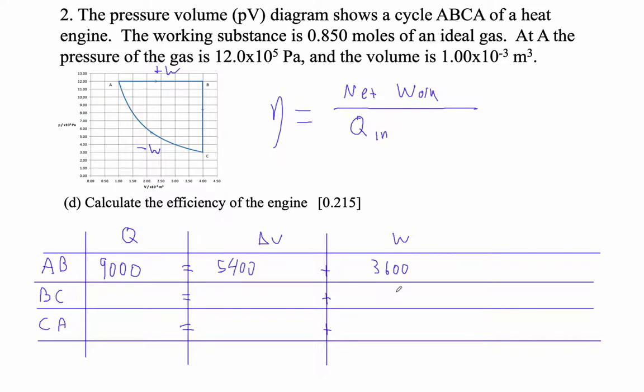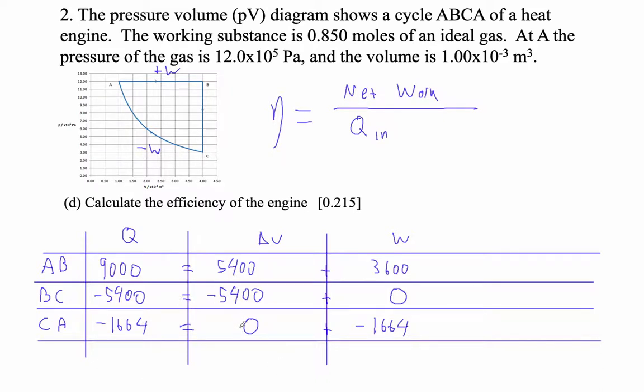Okay, so for BC, our work is 0, right? We figured out that the change in internal energy was minus 5,400. And then we figured out that 5,400 joules of heat flow out, right? So that's the heat that flows out. And then for CA, we figured out that the work done on the gas is negative 1664. The change in internal energy is 0, and this is negative 1664.